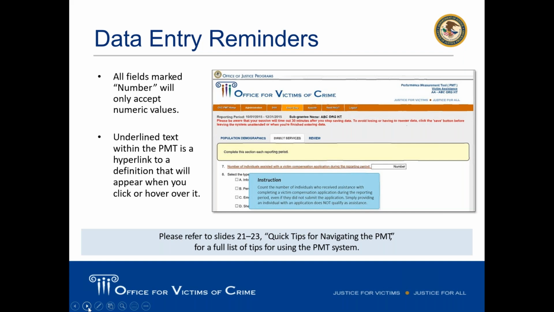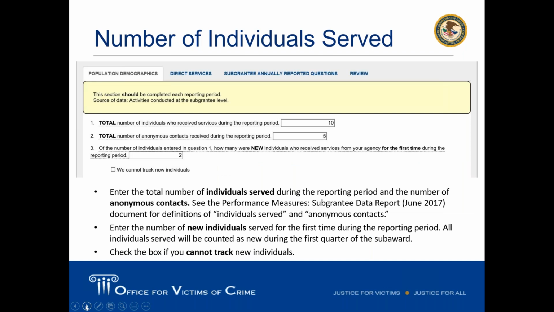Number of individuals served. Enter the total number of individuals served during the reporting period and the number of anonymous contacts. A lot of CAC centers have hotlines, and sometimes you get those phone calls where they don't want to give their names. Be sure you're still counting those numbers as well.